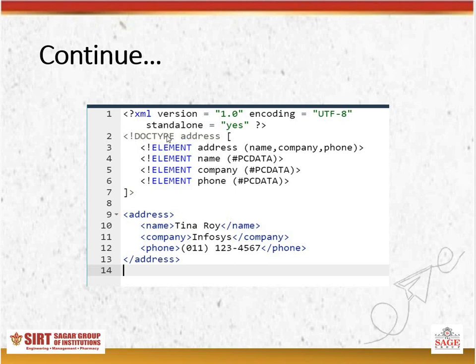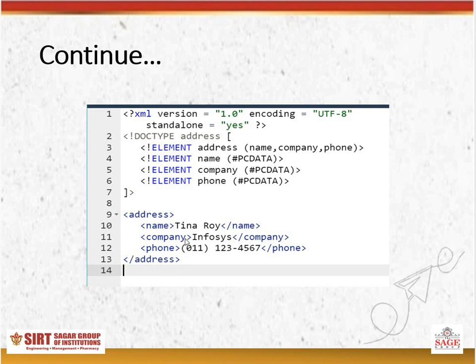What is the DTD? DOCTYPE address is the element that is the root element of the DTD. Then you are providing a number of identifiers. Address is one element having the attributes name, company and phone. Now you have to specify what kind of data all these three are going to take. Name is a kind of PCDATA, company is a kind of PCDATA, phone is a kind of PCDATA. PCDATA is parsable character type data.